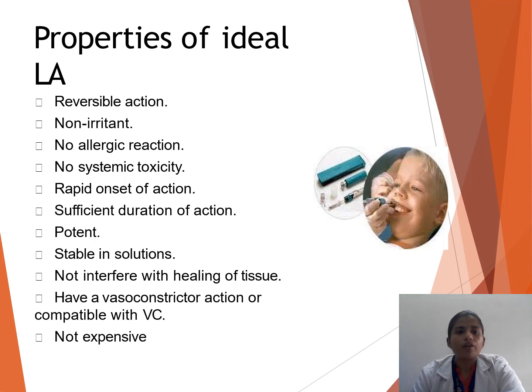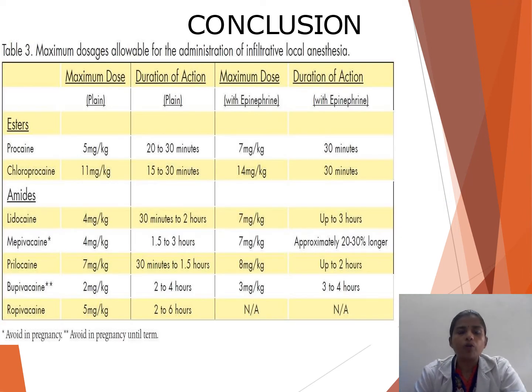Properties of an ideal local anesthetic agent: reversible action, non-irritant, no allergic reaction, no systemic toxicity, rapid onset of action, sufficient duration of action, potent, stable in solutions, not interfere with the healing of tissue, have a vasoconstrictor action or compatible with vasoconstrictor, not expensive. To conclude with local anesthetic agents, the table depicts the maximum dosages allowable for the administration of infiltrative local anesthesia.